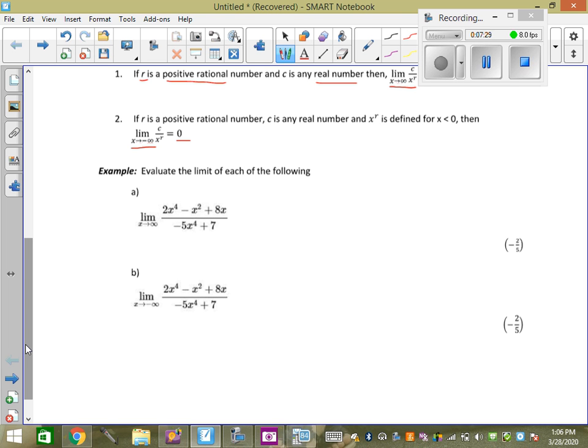So when you have a polynomial divided by a polynomial, you're going to divide every term by the largest variable exponent. And why are we allowed to do that? We're allowed to do that whenever we have a variable, any type of terms, we can divide everything by the same thing and it doesn't change it. But you just have to do it to every single term. So our largest exponent right now is x to the 4.